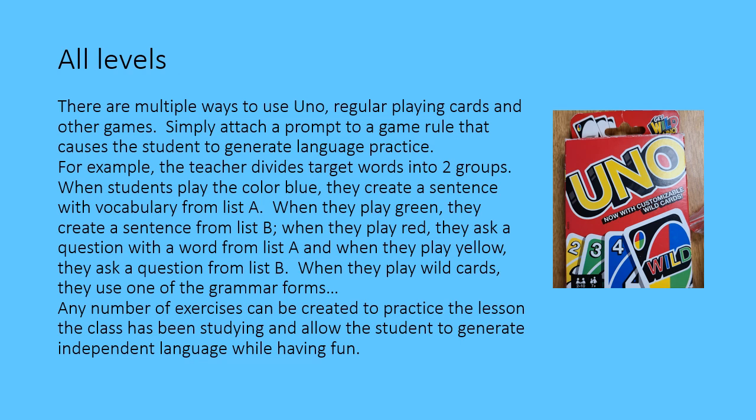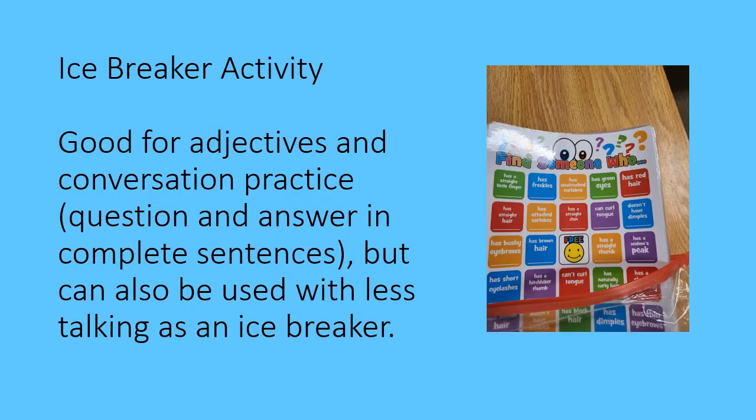There are several different ways to use Uno, playing cards, and other things. You just make a rule that you attach to gameplay. So, for example, you put your target words on the board in two groups. When you play a blue color card, you create a sentence from list A. When you play a green card, you create a sentence from list B. When you play red, you create a question with word list A. When you play yellow, you create a question from list B. When you play wild cards, you can use grammar forms, or maybe then they don't have to do anything. So you can do anything like that. You just attach a rule to gameplay.